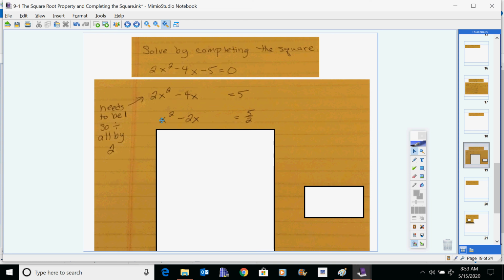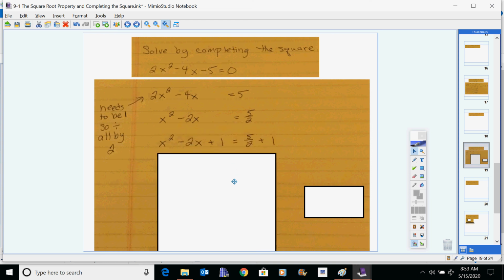When you divide both sides by 2, 2 divided by 2 is 1. 4 divided by 2 is 2. This one's 5/2. So to make this work, you need to add something in there. You need to take negative 2 over 2 squared, which gives you a 1. Okay, b is negative 2. So negative 2 over 2 squared gives you 1. So we're adding 1 to both sides. We're adding 2 over 2 to both sides.